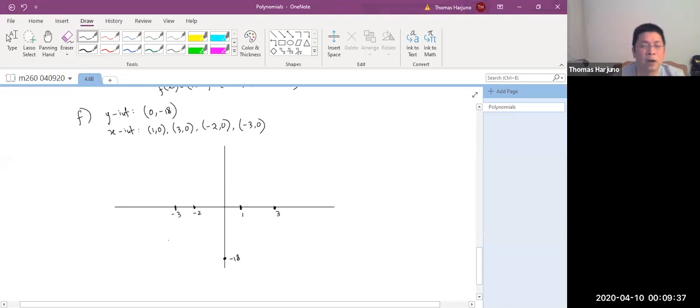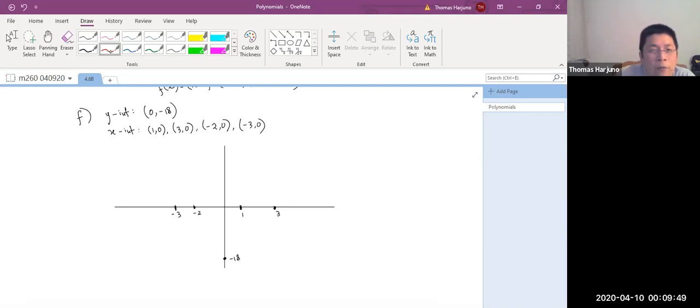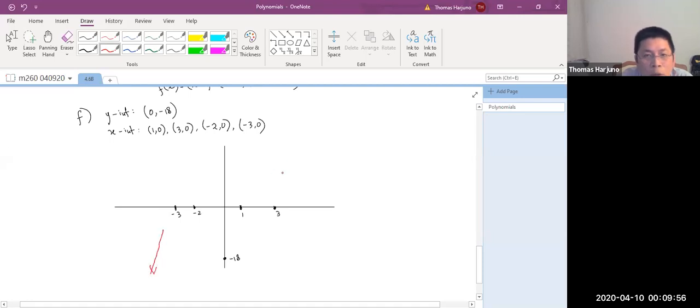Okay, what's the far end behavior? You can do a sign graph first to help. Yeah, because it's degree 5 with a positive leading coefficient, the graph must start from negative infinity on the left-hand side and go to positive infinity on the right-hand side. A sign graph will help, by the way.